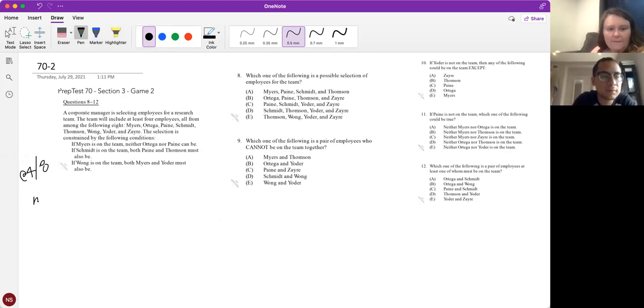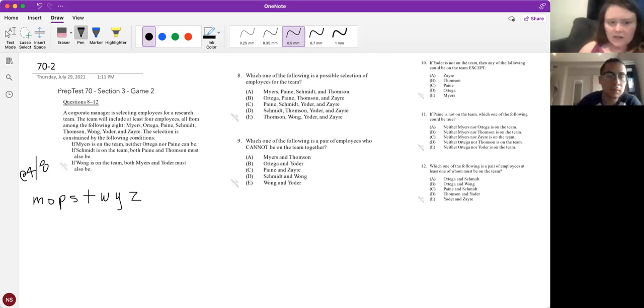So we have M, O, P, S, T, W, Y, and Z. And then we have our following constraints.